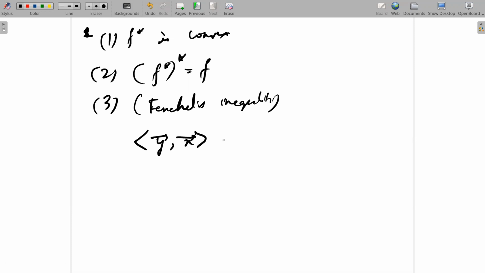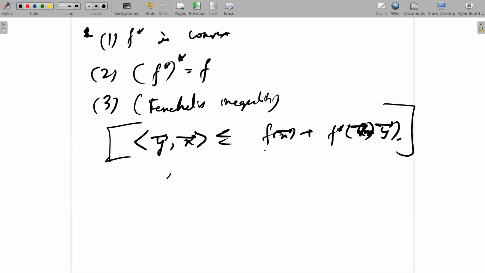It just says y inner product with x is always less than or equal to f(x) plus f star of y, for y and x in the appropriate domain. And that is because of how f star of y is defined. That is the supremum over x of y dot x minus f(x). So of course it is going to be bigger than or equal to that expression for every single x. So this follows directly from the fact that f star of y equals the supremum over x, which is bigger than or equal to.